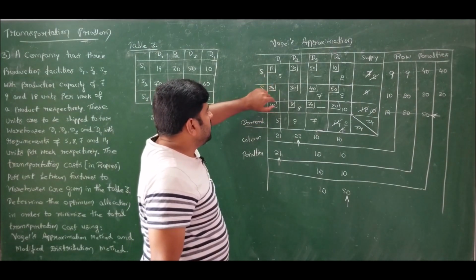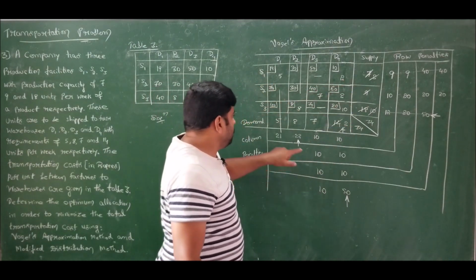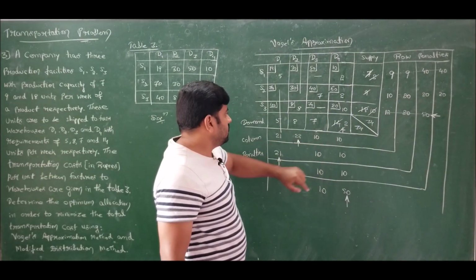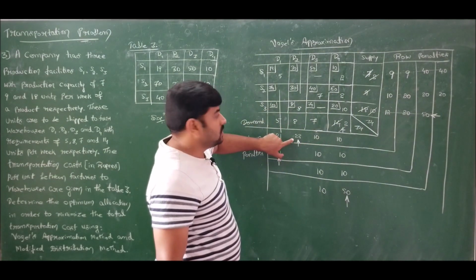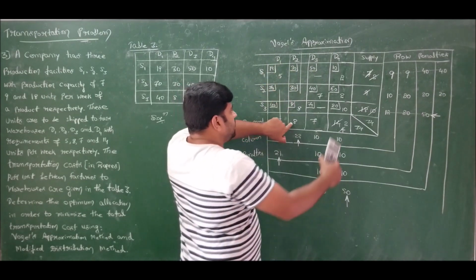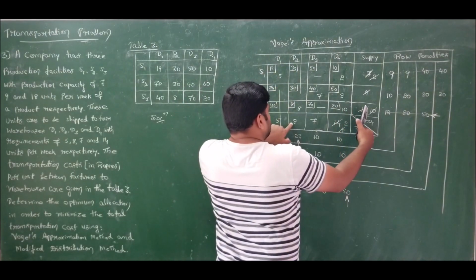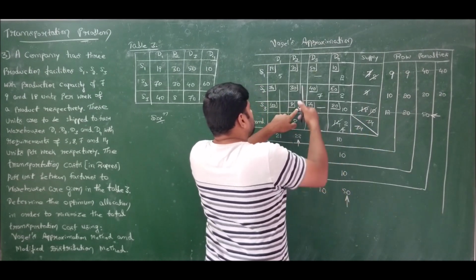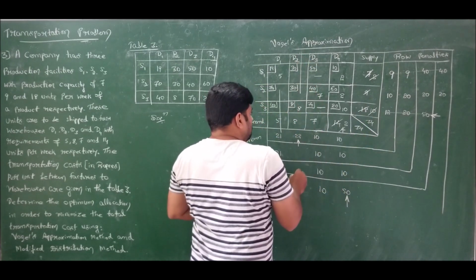First I calculate the penalty as 9, 10, 12, 21, 22, 20, 10, 10. Highest among the penalty is 22. So therefore least cost in this column is 8. So we have demand as 8 and supply as 18. Least is 8. So therefore I allocated 8 and this is eliminated.